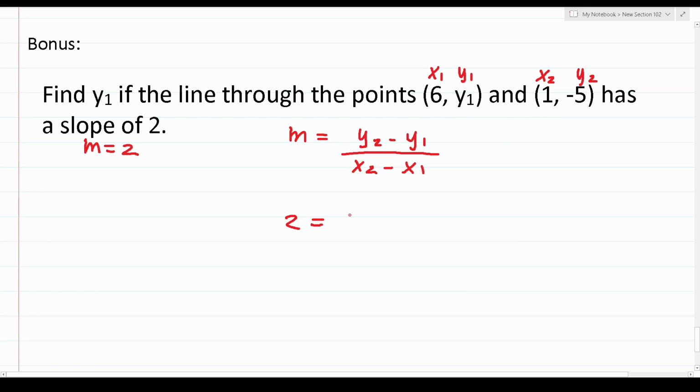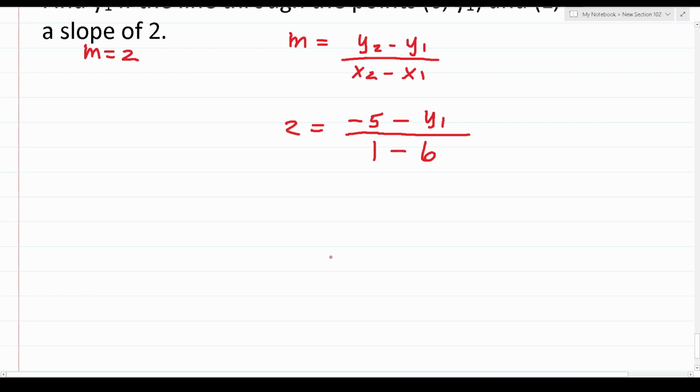Y2 is right here, it's -5 minus y1. We don't know what that is, so we'll just leave it as y1 over x2. Again, x2 is right there, it's 1 minus x1, which is 6. All right, so all we really have to do is solve this equation for y1, and we'll have our answer. So let's work on doing that. First thing I'm going to do is work out this in the denominator here. This becomes 2 equals -5 minus y1 over 1 minus 6 is -5.